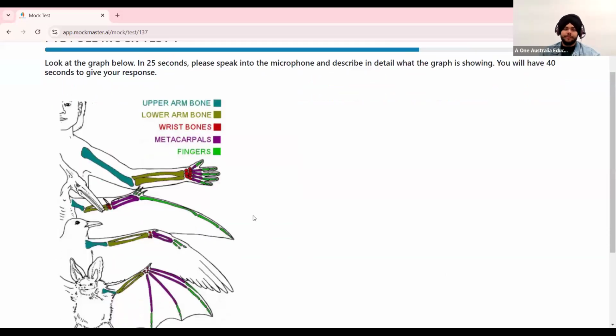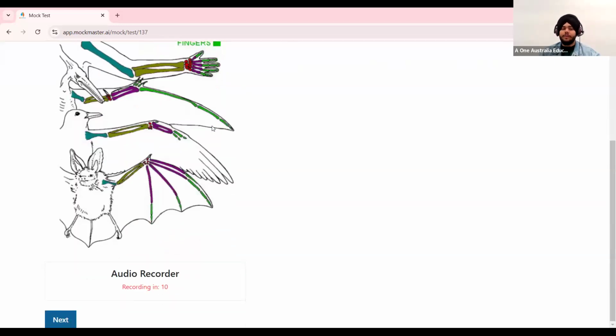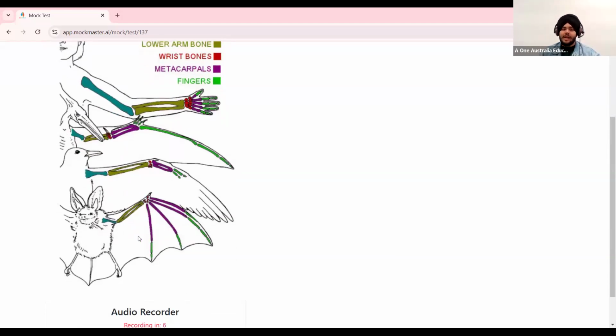Now, what do we do here? We just have these words, and then we have animals, we have birds, we have bats. Okay. Now, what we can do is we can point out whatever this is. We can point out the colors, and or we can point out the animals as well. Okay. We can say that this is a list. They are standing on top of each other. Whatever you want. Okay. Let's see.